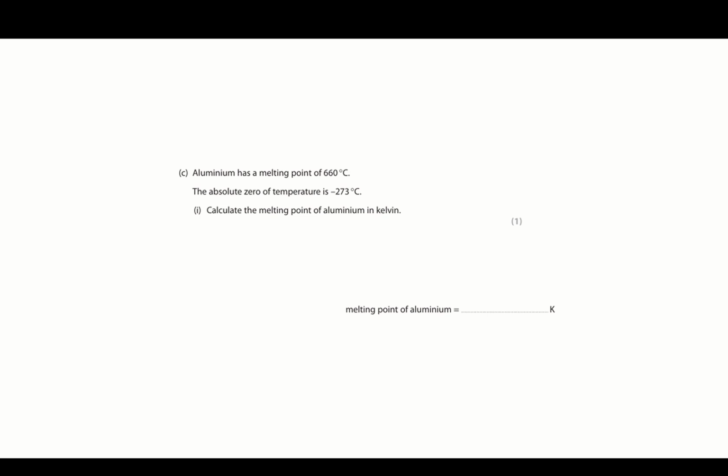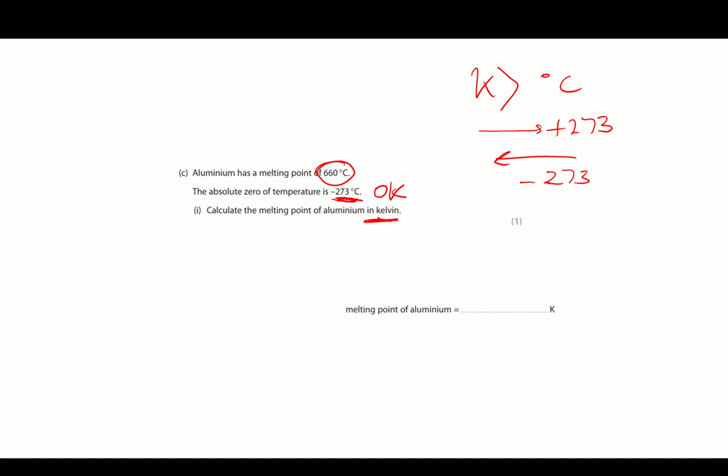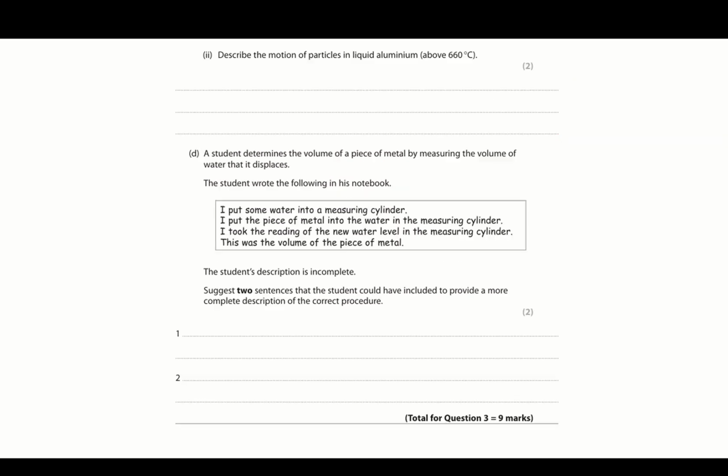The next one, aluminium's got a melting point of 660 degrees C. The absolute zero temperature is minus 273 degrees C, which we call 0 Kelvin. Calculate the melting point in Kelvin. So what do we need to know? We just need to know Kelvin is always greater than degrees C, and if I want to convert that way, add 273. If I want to go back this way, take away 273. So I've just got to add 273 to that value. But just remember, Kelvin is a larger number than degrees C. So 933.